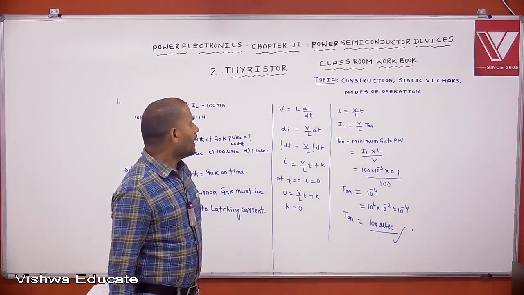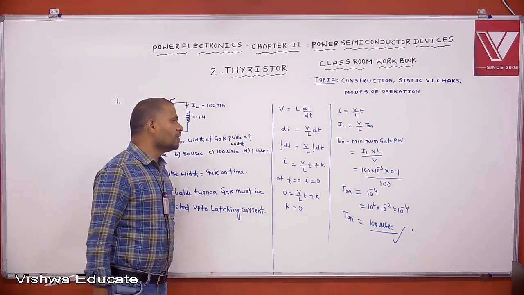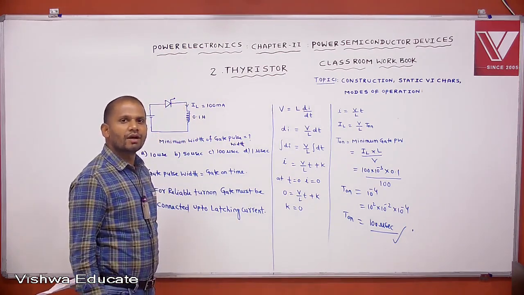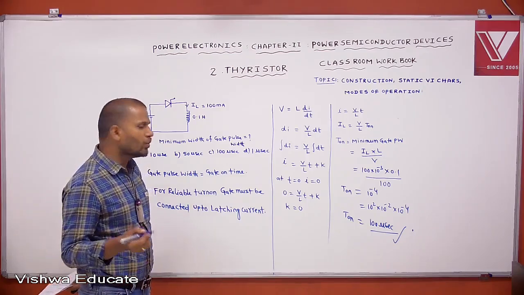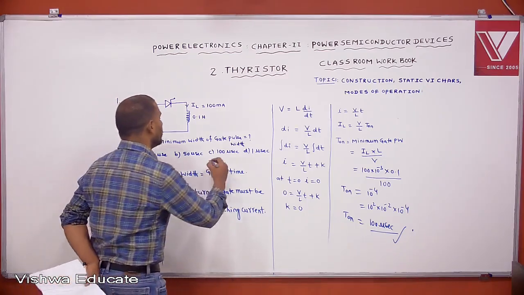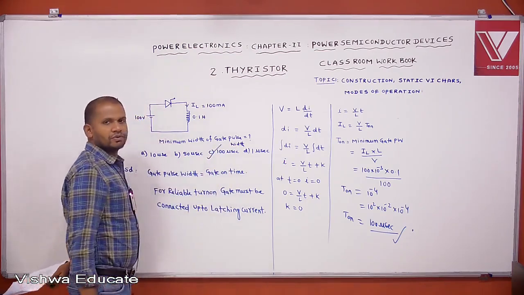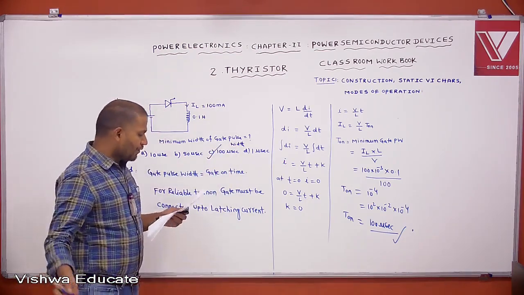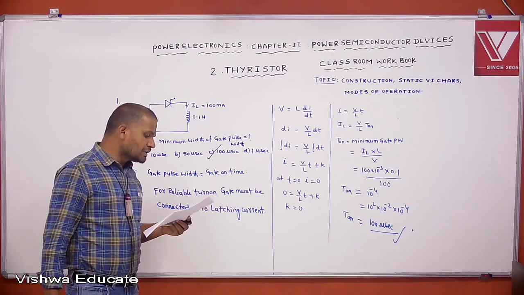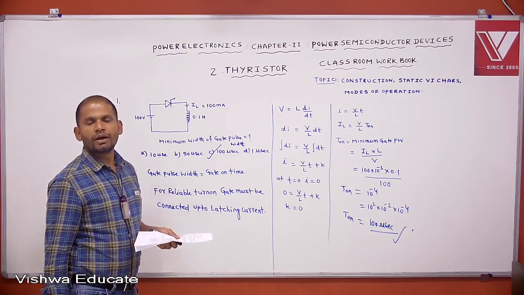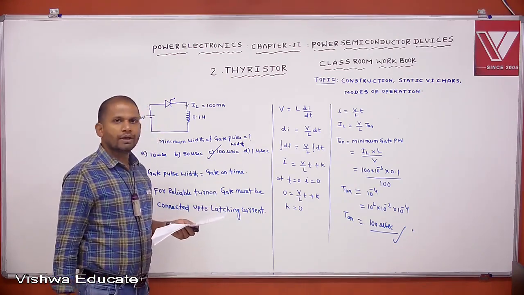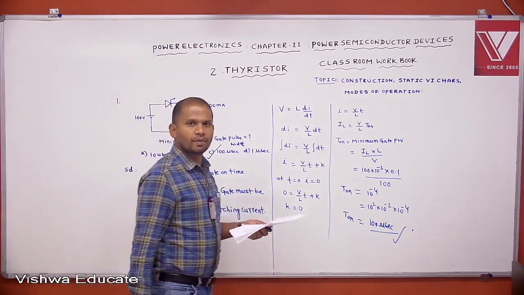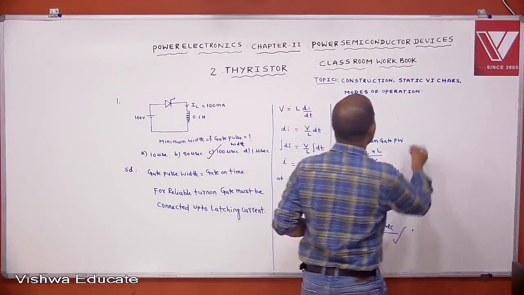Then what is the minimum gate pulse width for turn on of the SCR? The minimum gate pulse width for reliable turn on of SCR is how many microseconds? 100 microseconds. For the first problem, option C is correct. According to the given options, option C is correct. Okay, clear? Then go for the second problem.